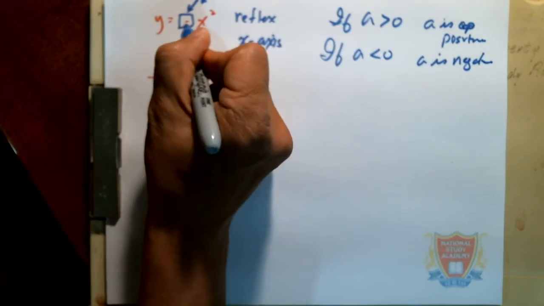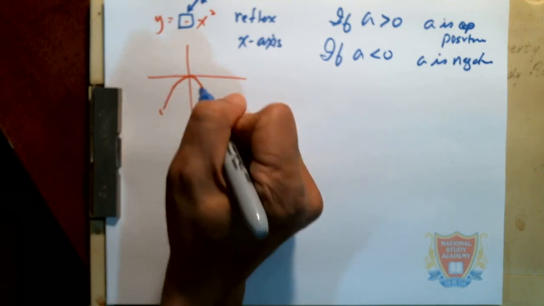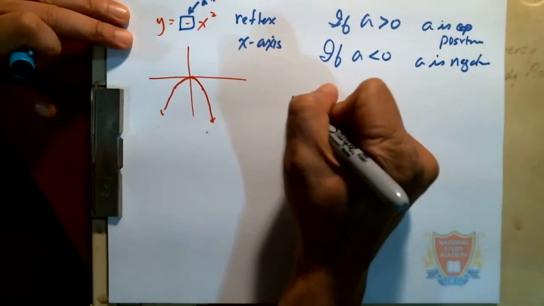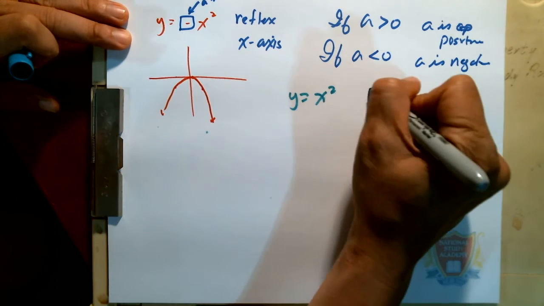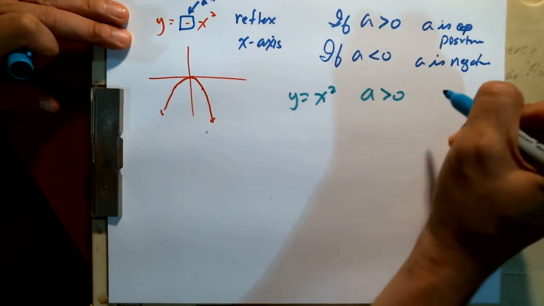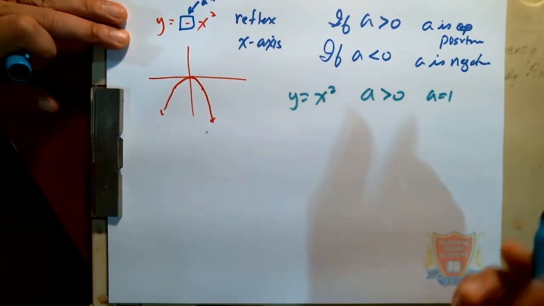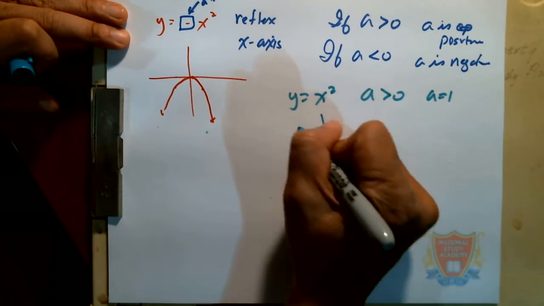Notice that a is negative, so we got a little frowny face. An easy way to remember it is very simple. Y equals x squared. A is greater than 0. In fact, a equals 1, a positive 1 right there. That means that it's a smiley face.